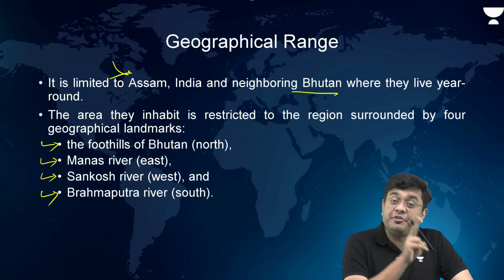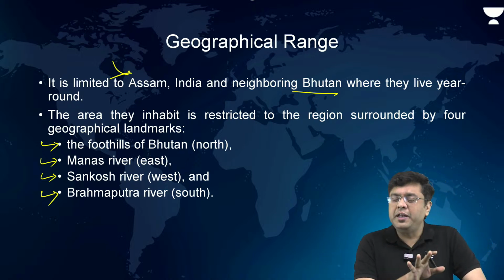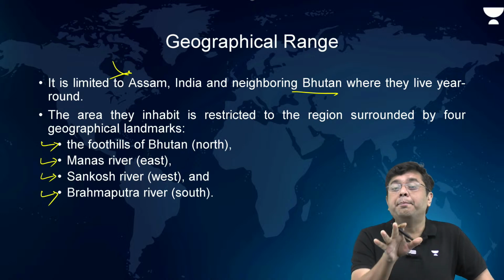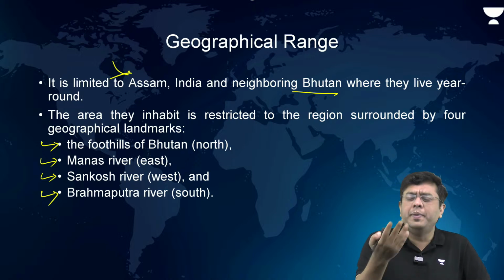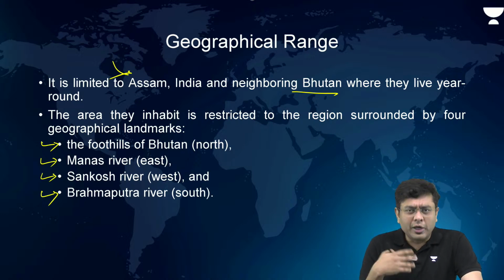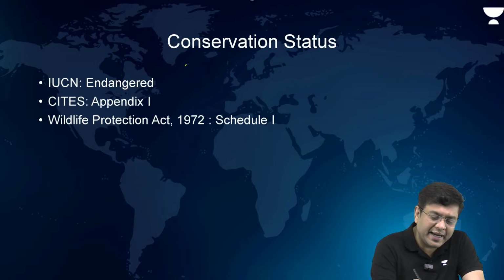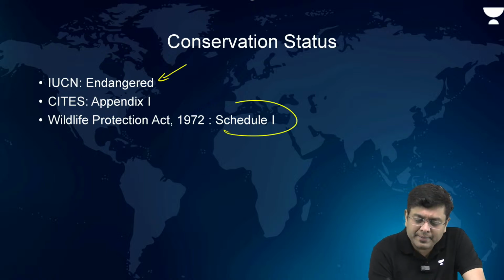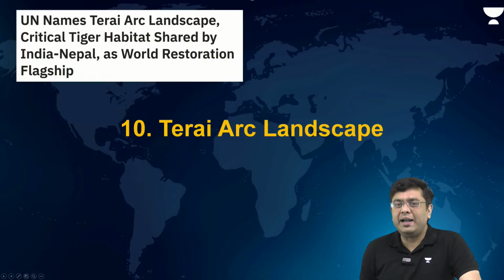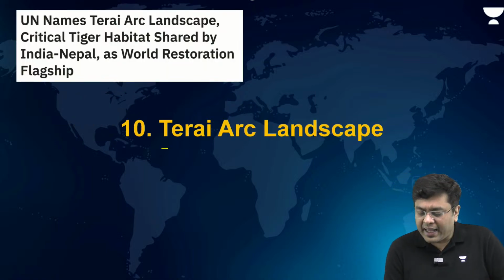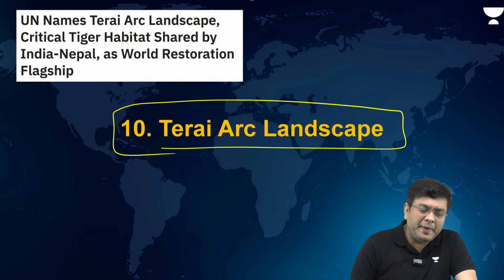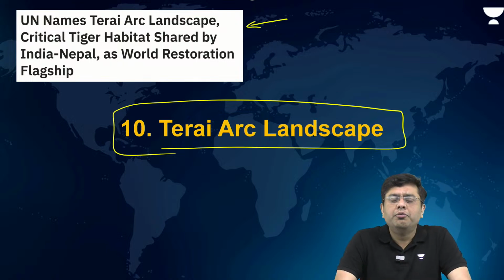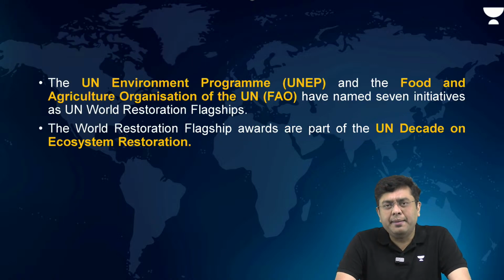Right? If this golden langur is in question or has been in news, that means the Brahmaputra River also becomes important for your examination. Again, one portion we have discussed already in the places in news. So I'm assuming that your revision for that is done, including Sankosh, Teesta, all of these tributaries as well. That is the habitat and the extent. Conservation status: endangered as per IUCN, and maximum conservation as per CITES as well as the Wildlife Protection Act. Then, Terai Arc Landscape. Now, this is a large protected flagship area which has been declared by the UN for celebrating the decade of environmental restoration.